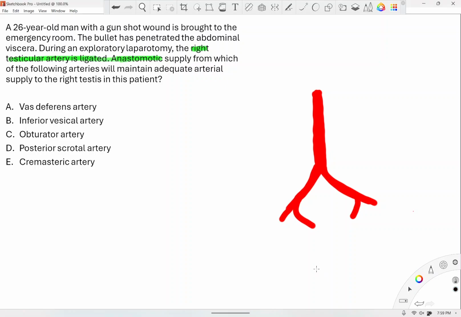Let's go here. So let's say here is the testis. Let's say this is the right testis. I'll put R in it. The right testes. Should we color the testes? Let's color it gray.